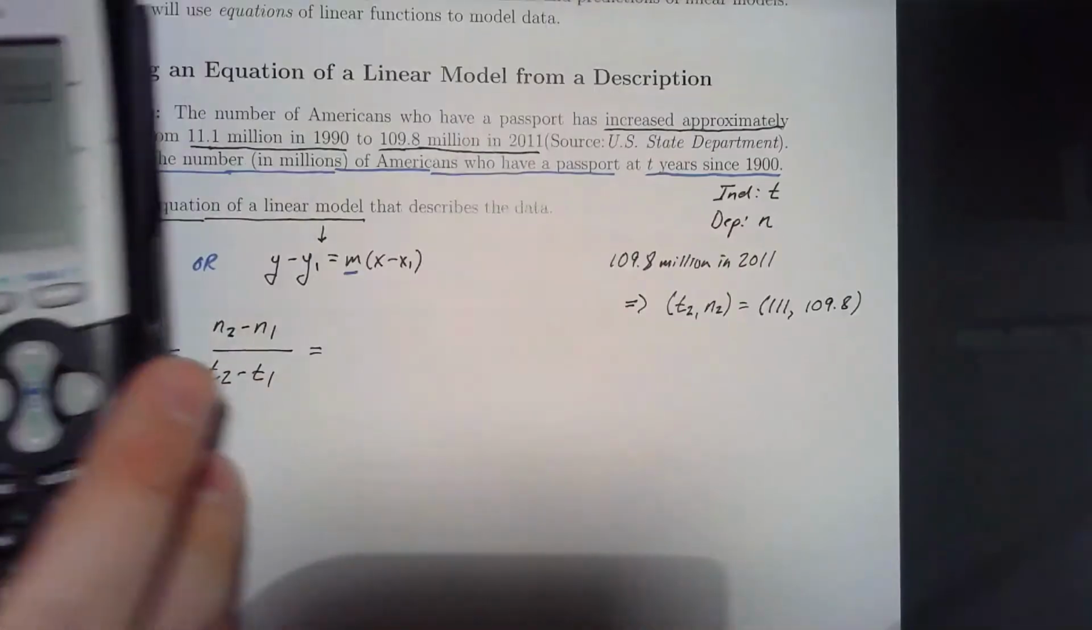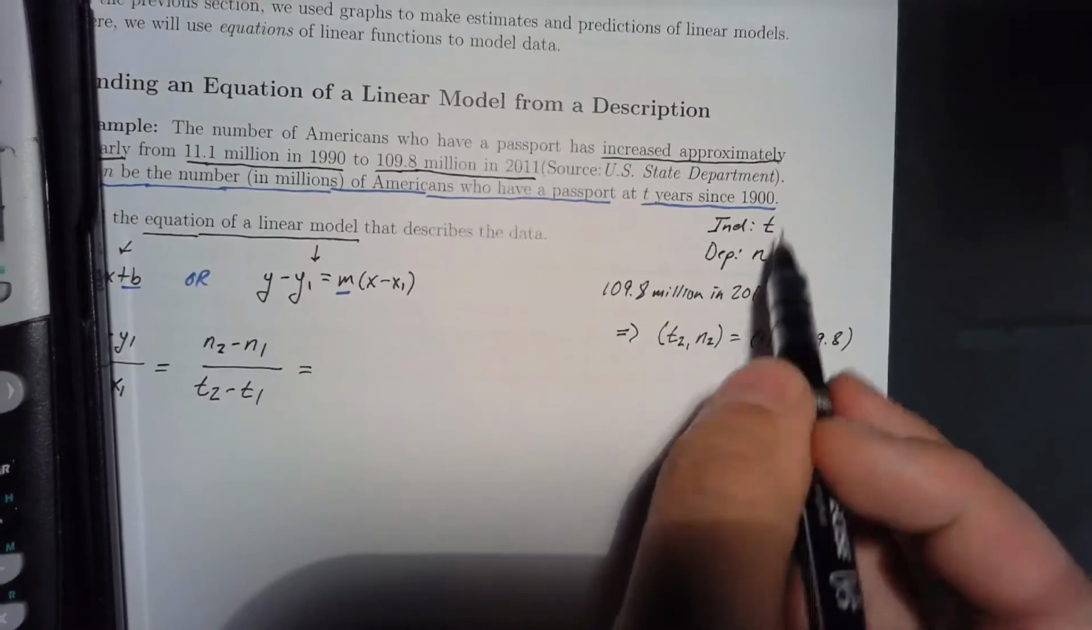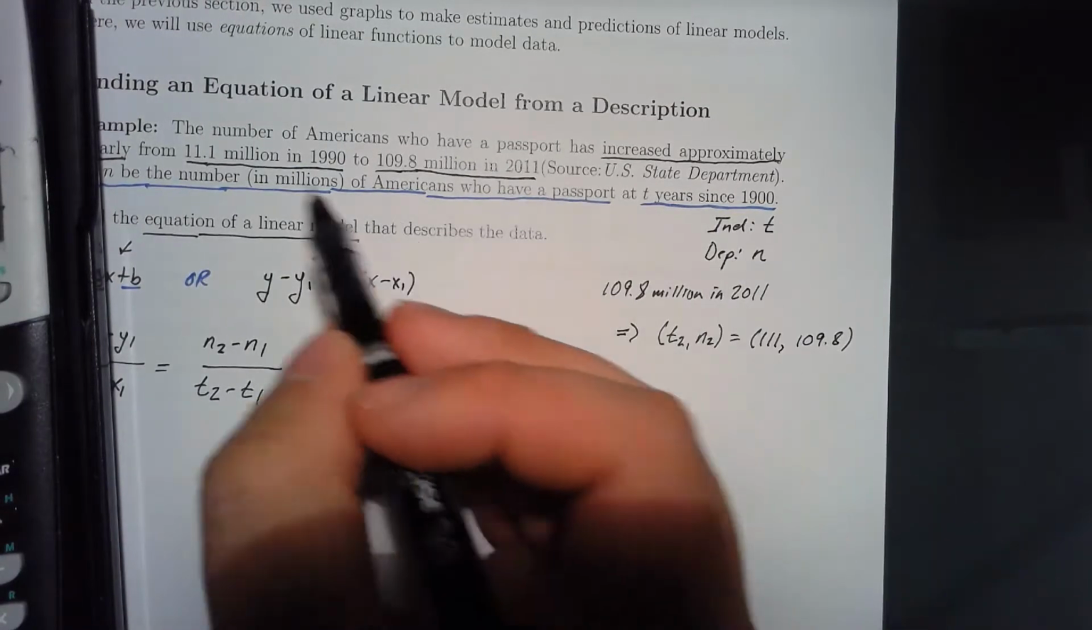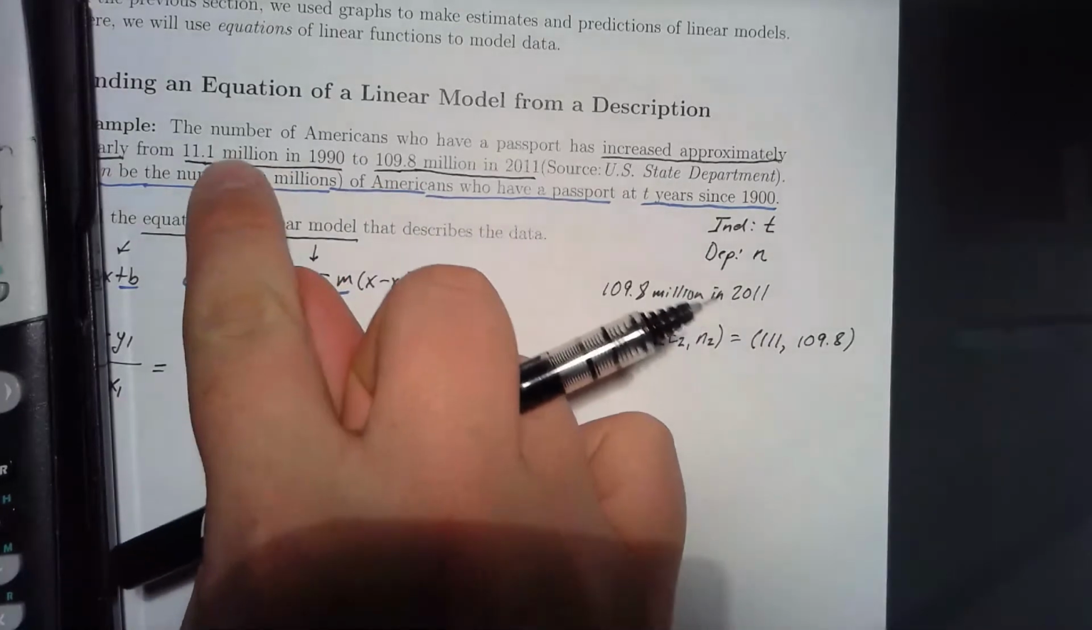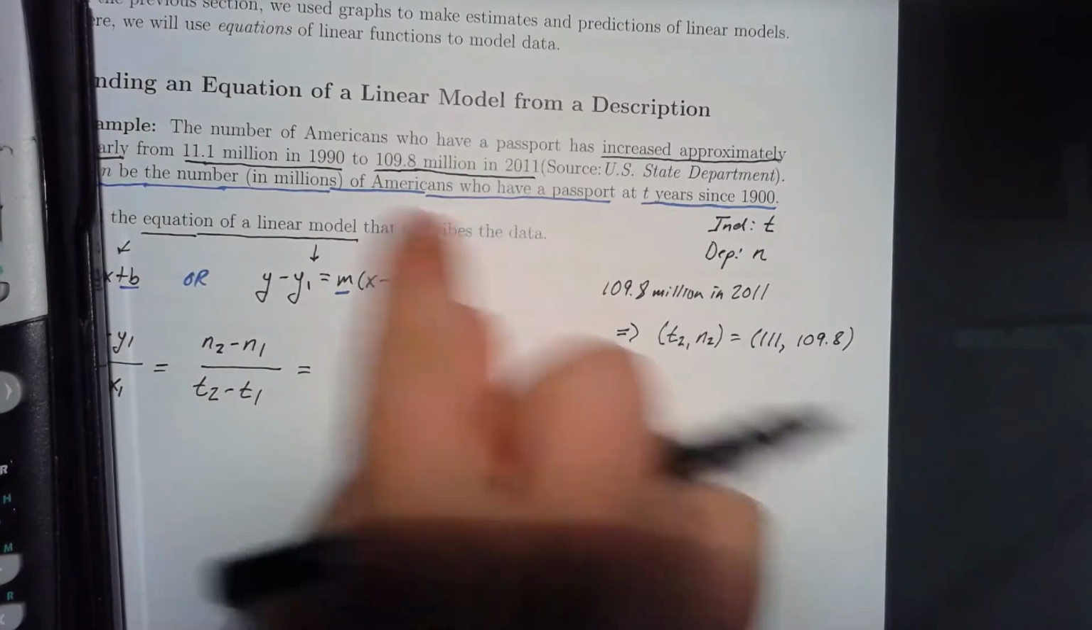All right, so that's how we take this data and put it in the form of our independent and dependent variables as an ordered pair. Now let's look at this one, because we go from this to this, so that's why I use the second one. This is the first one.